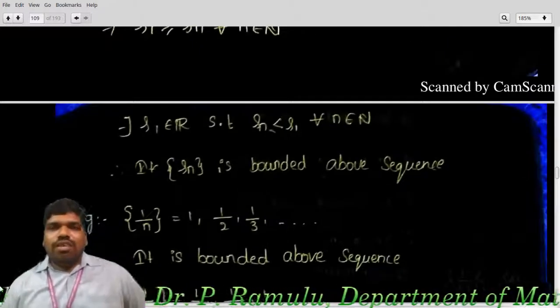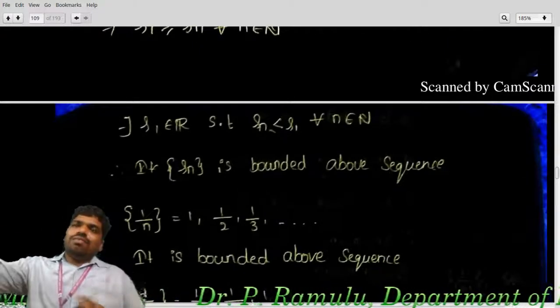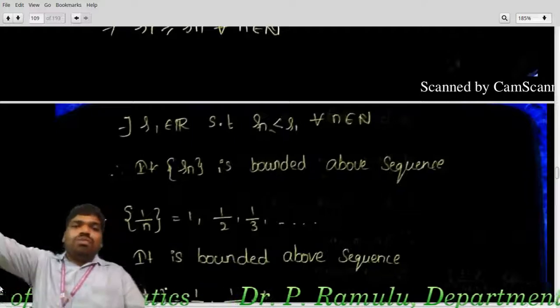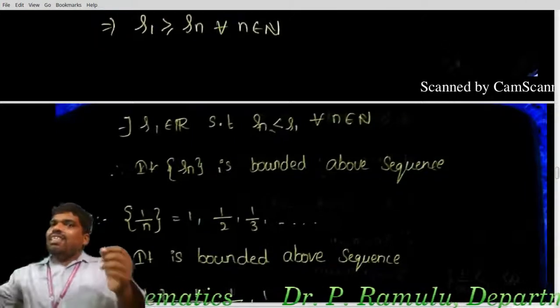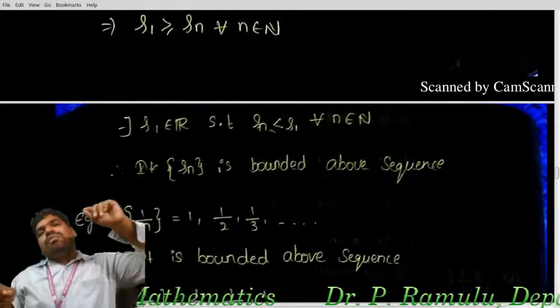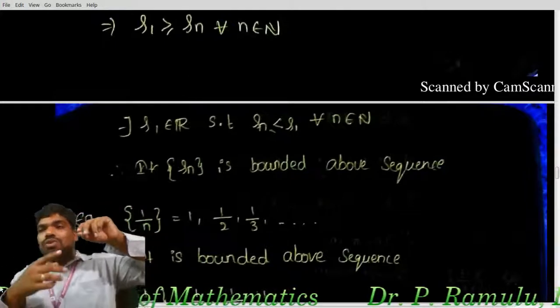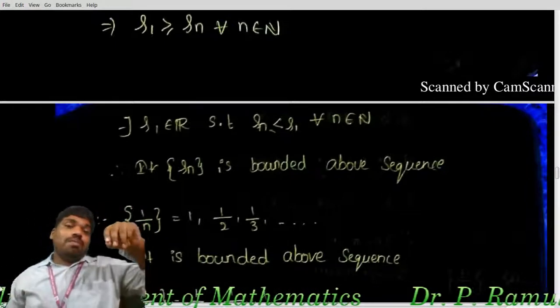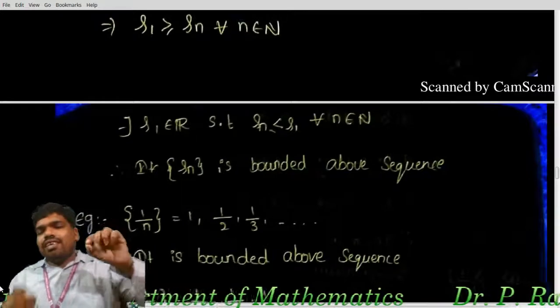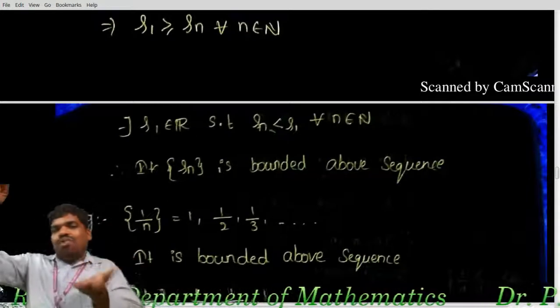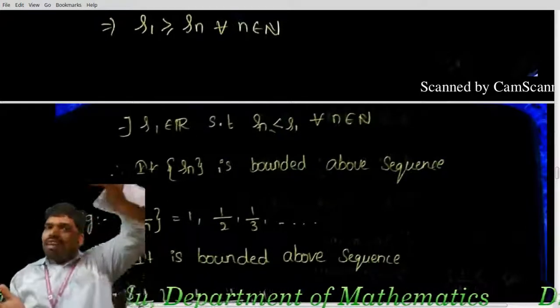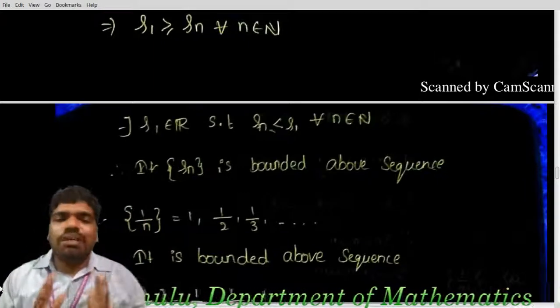That means if it is increasing, we have a lower bound, but we don't know about the upper bound. If it is decreasing, it has an upper bound, but we don't know about the lower bound. So we say that an increasing sequence has a lower bound and a decreasing sequence has an upper bound. This thing we have to remember.